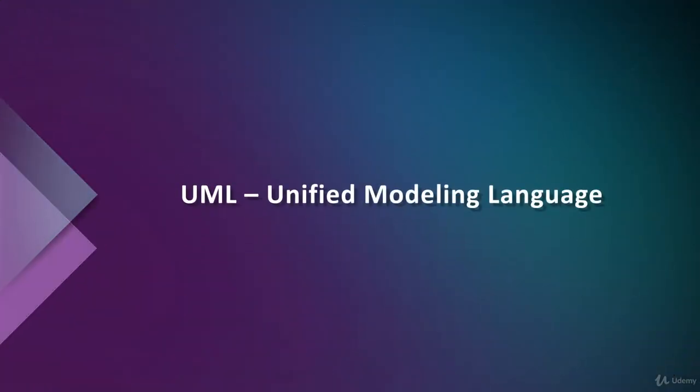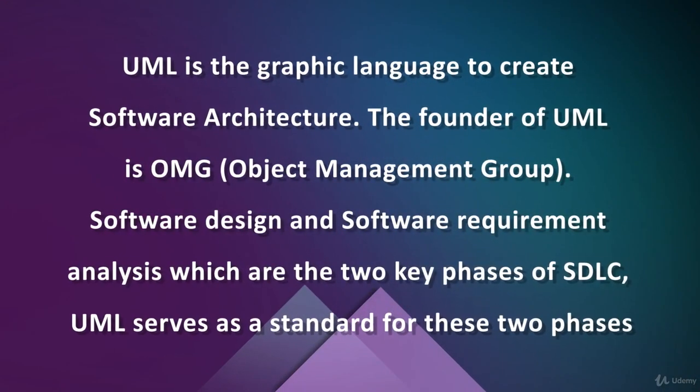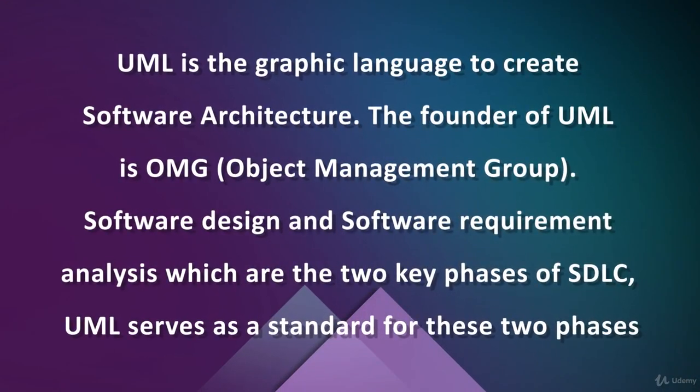Unified Modeling Language. UML is the graphic language to create software architecture. The founder of UML is OMG, Object Management Group. Software design and software requirement analysis, which are the two key phases of SDLC, UML serves as a standard for the two phases. You can define UML as a visual model to construct, visualize, and document a software system.